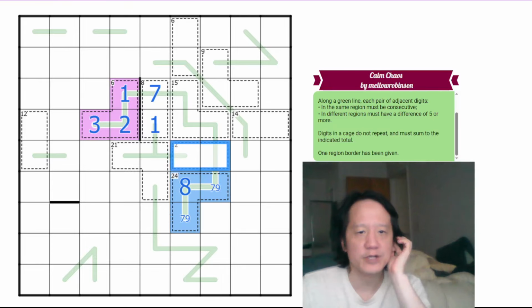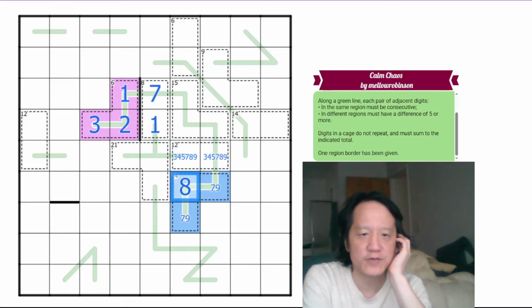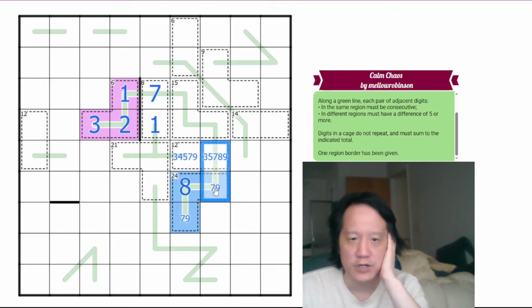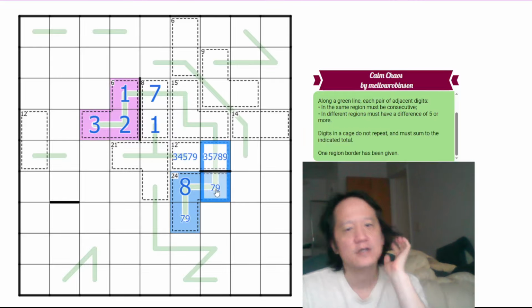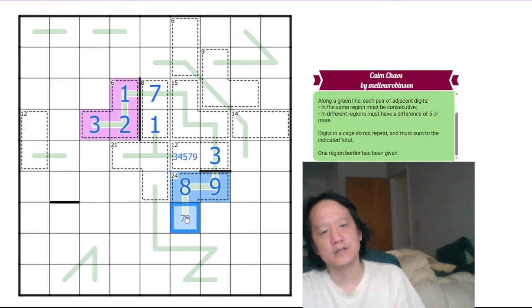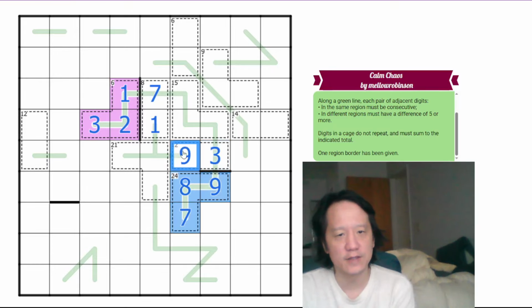This has to be a combination of 3, 9, 4, 8, or 5, 7. 8 can't be here, so this can't be 4. Again, if this were the same region here, the problem is that would force this to be 8, because that's the only digit that's consecutive with 7 or 9. But then we already have this region of here, which has an 8. So this would all be the same region, so that's not possible. So this cannot be the same region. Therefore, there must be a difference of 5 between these cells, and this can only be 3 and 9. So that's 7. Therefore, this is 9 there.